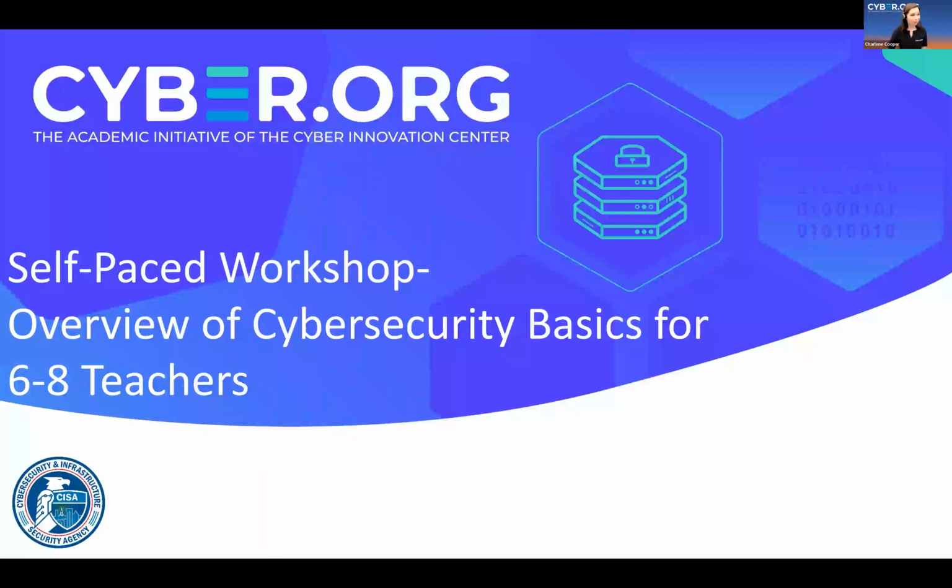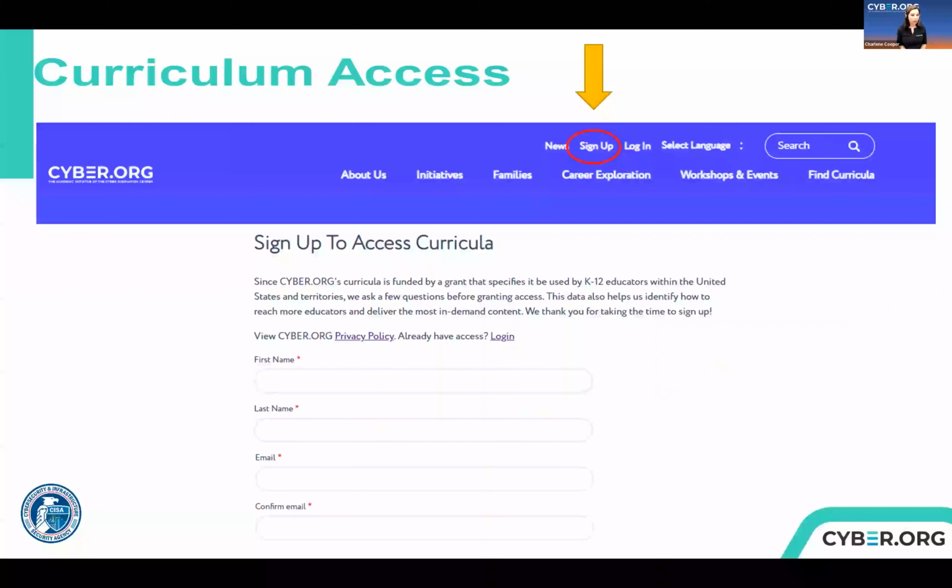Before you go any further, you're going to want to make sure that you have access to our curriculum. You'll be able to get all of the course information we're going to go through today. To do that, go to our website, cyber.org, and you'll see right here on this screen where it says to sign up. Click on that, and you'll see this pop up at the bottom, sign up to access curricula. We have a few questions that we're going to ask you.